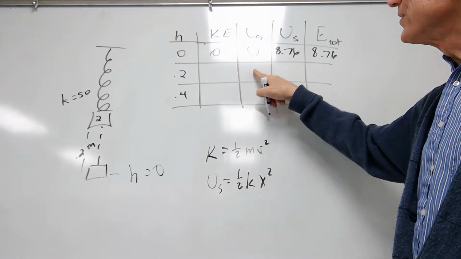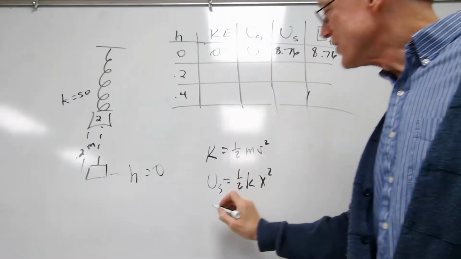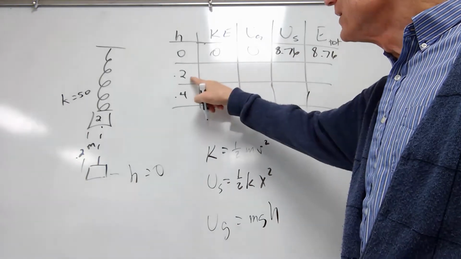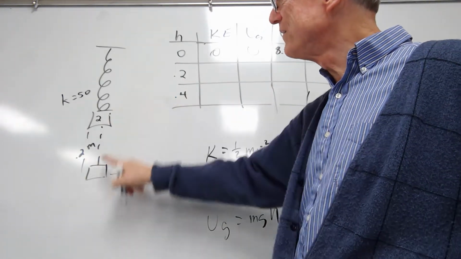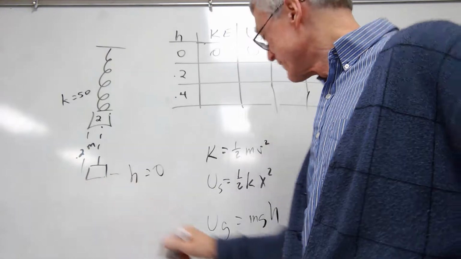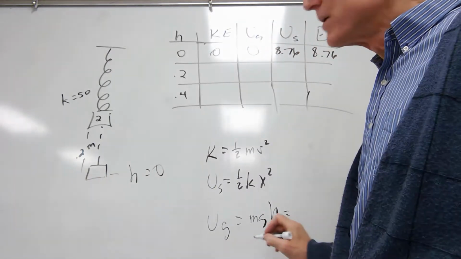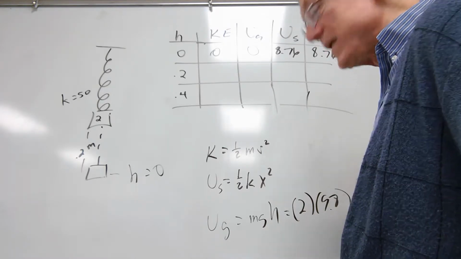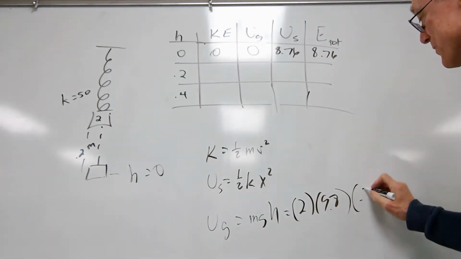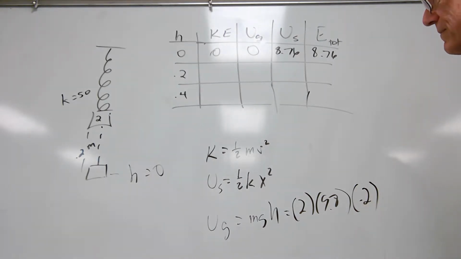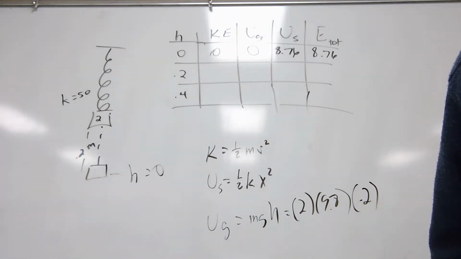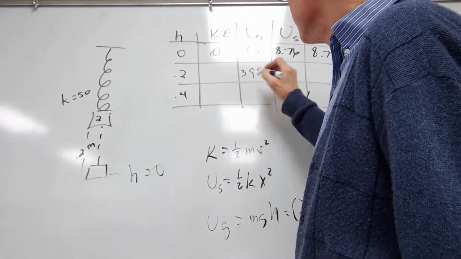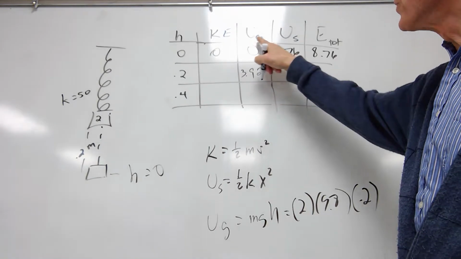Let's go to this. It does have U due to gravity. That's mgh, and h is not 0 now. It's 0.2 of a meter above h equals 0. All right, so for this equation, it's the mass, which was 2, times g, which is 9.8, times the height, which was 0.2. And if I calculate that, I get 3.92. Well, that's the UG, 3.92 joules of potential energy due to gravity.